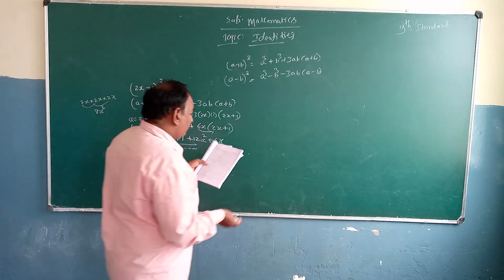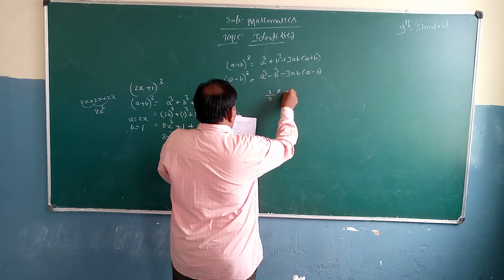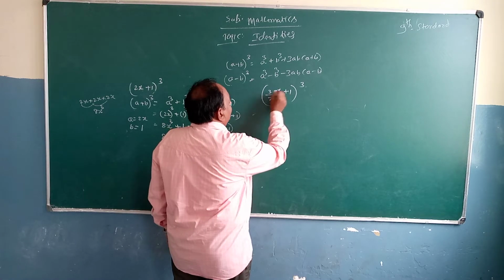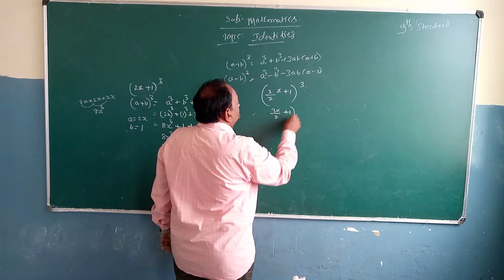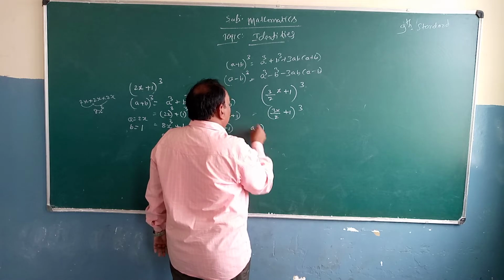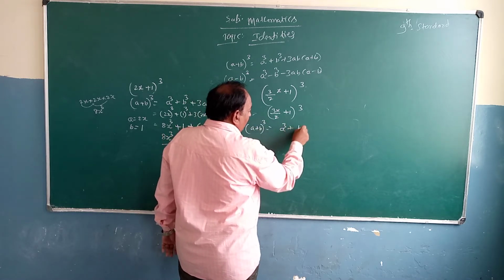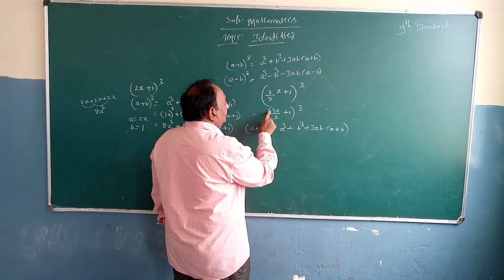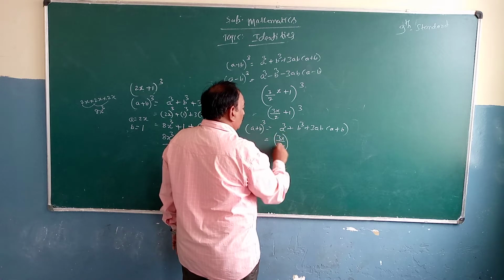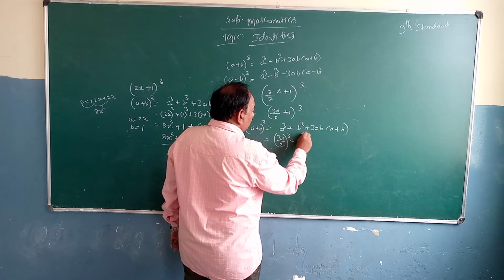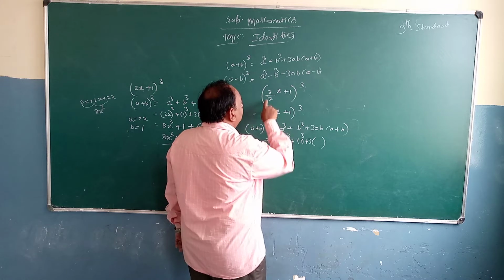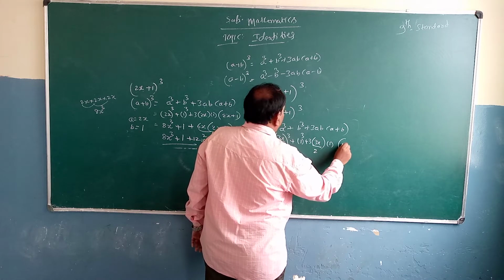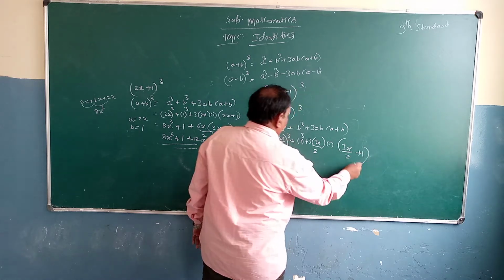Next one is (3/2 x plus 1) whole cube. This can be written as (3x by 2 plus 1) whole cube. (a plus b) whole cube is equal to a cube plus b cube plus 3ab into (a plus b). What is a? (3x by 2) whole cube. b is 1 whole cube. 3 into what is a? 3x by 2, into b, 1, into (3x by 2 plus 1).